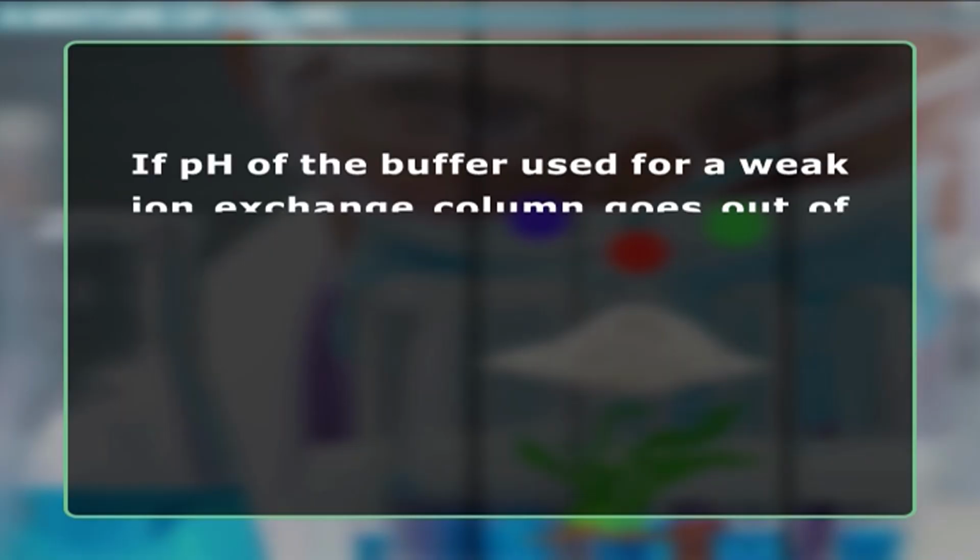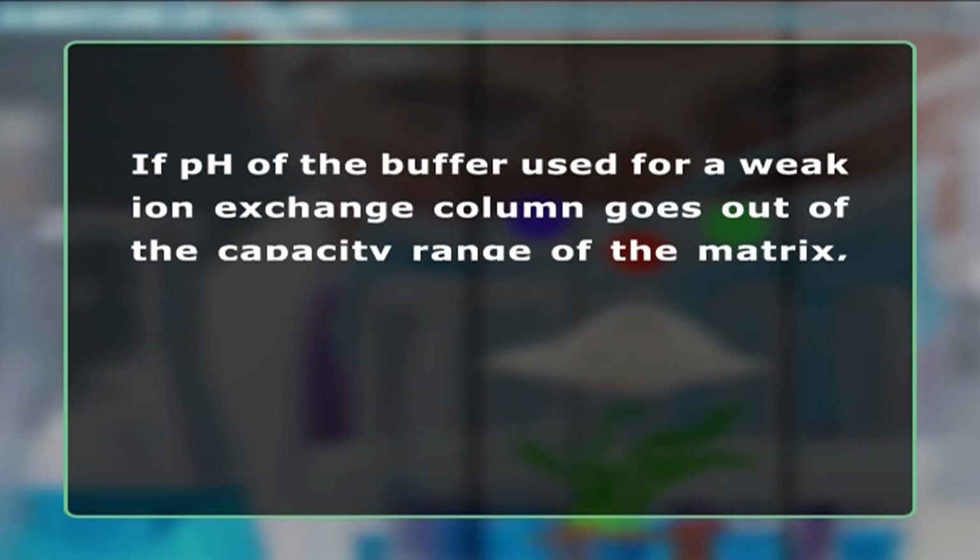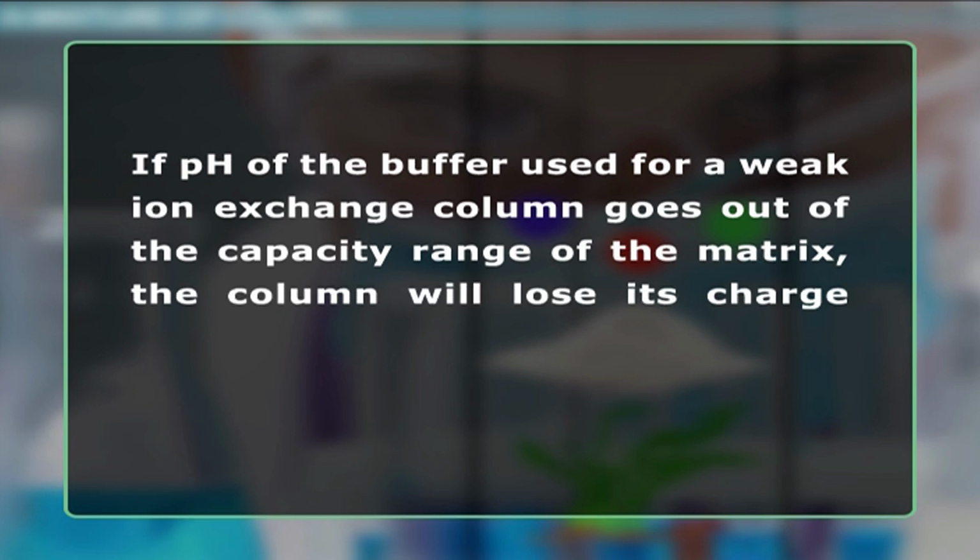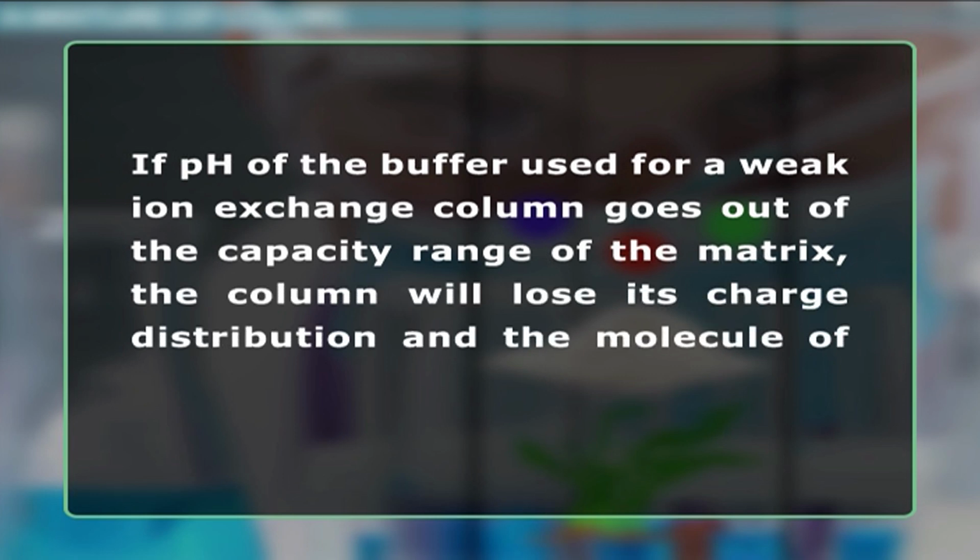Weak and strong ion exchangers. A strong ion exchanger will not lose the charge on its matrix once the column is equilibrated, and so a wide range of pH buffers can be used. On the other hand, weak ion exchangers have a range of pH values in which they will maintain their charge. If the pH of the buffer used for a weak ion exchange column goes out of the capacity range of the matrix, the column will lose its charge distribution and the molecule of interest may be lost.